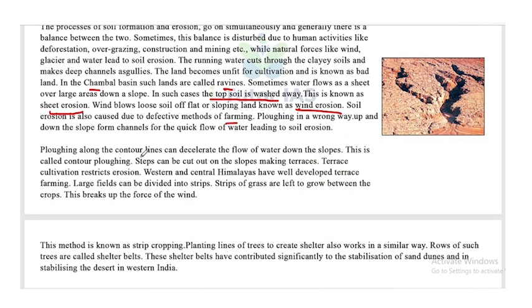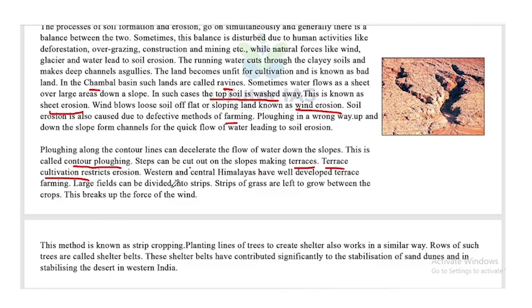Plowing along the contour lines can decelerate the flow of water down the slopes. This is called contour plowing. Okay, so this can decelerate and reduce the flow of water. Steps can be cut on the slopes, making terraces. So terrace cultivation restricts erosion. Western and central Himalayas have well-developed terrace farming.